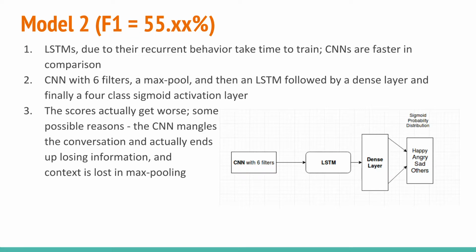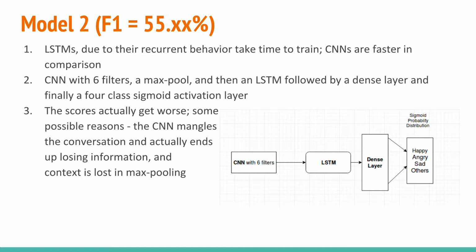For the second model, we tried to employ a CNN because we believe that CNN could properly summarize the data. Same with the max pool at the end of the CNN. So in model 2, the model goes like CNN with 6 filters, a max pool, then an LSTM followed by a dense layer, and finally a 4-class sigmoid activation layer. Unfortunately, our scores actually get worse.